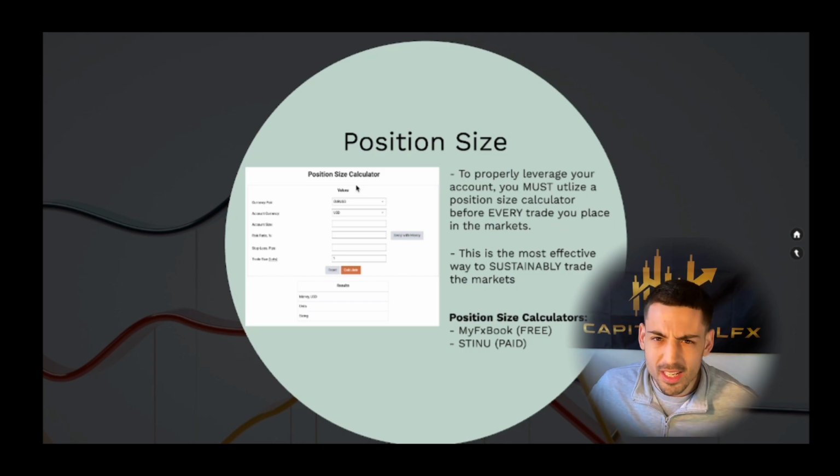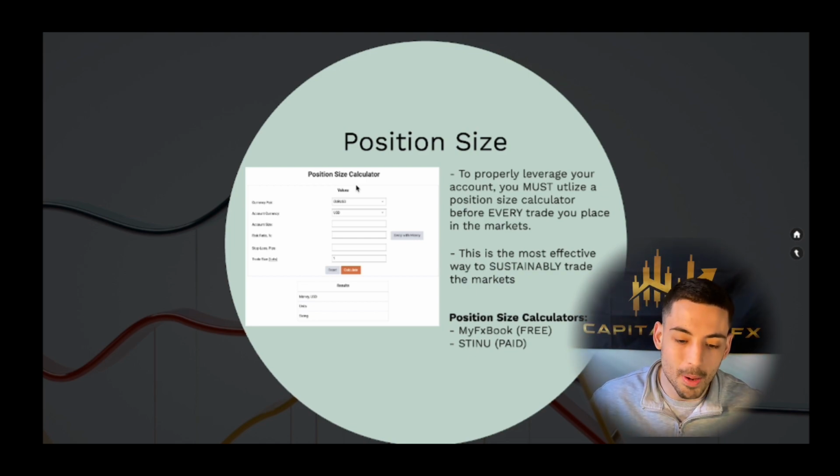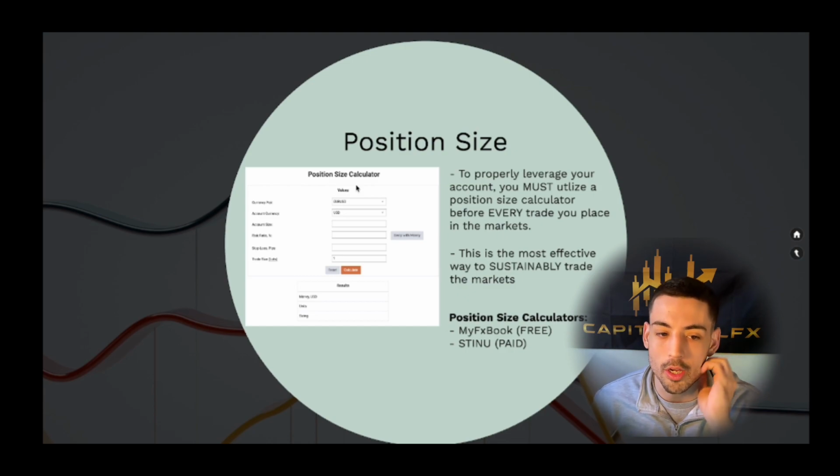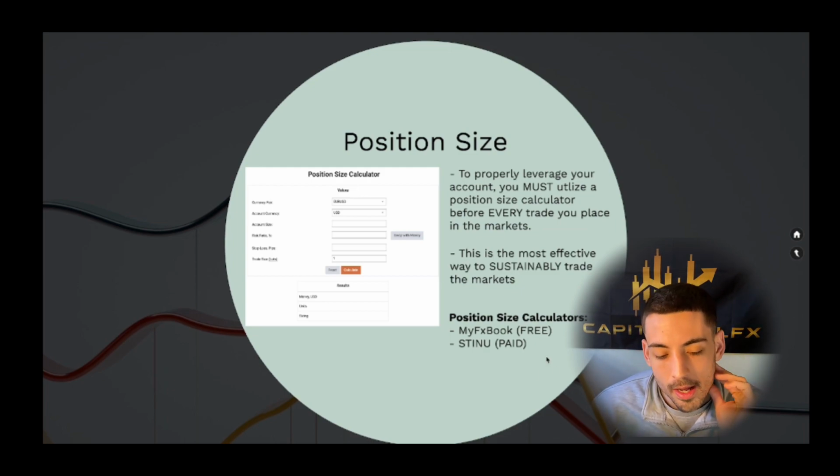But if you're placing trades on your phone, I highly recommend you get Stinu. It's not my app, not affiliated, I'm not referring you, but it's a really good user-friendly app that allows you to effectively manage risk and calculate your position size on an app. It's very user-friendly. It's paid. It's like $15 a year, I think.